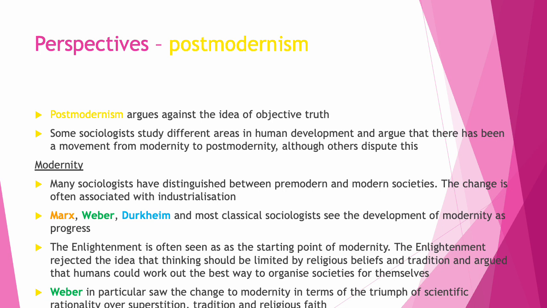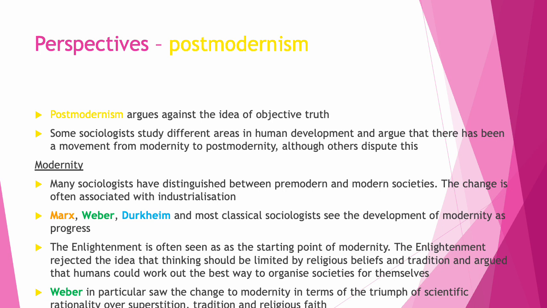Marx, Weber, and Durkheim, and most classical sociologists see the development of modernity as progress. The Enlightenment is often seen as the starting point of modernity. The Enlightenment rejected the idea that figures should be limited by religious beliefs and tradition, and argued that humans could work out the best way to organise societies for themselves.